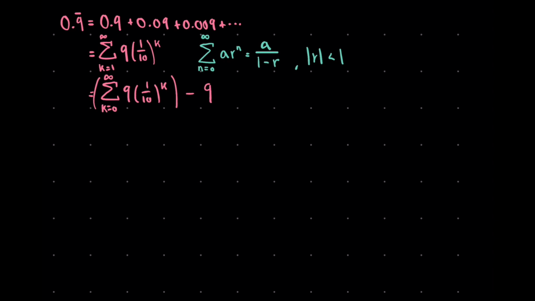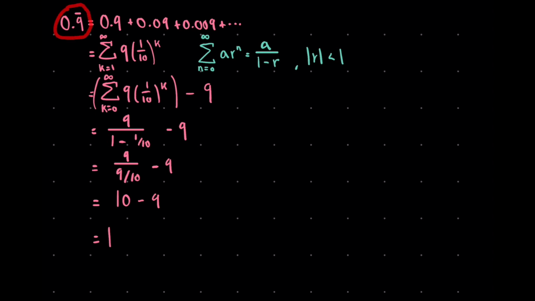Now, all that we have to do is to input the formula, and we get that this is equal to 9, which is a, over 1 minus 1 over 10, and all minus 9. Doing some reducing, we get that this is 9 over 9 over 10, minus 9. This is equal to 10 minus 9 because the 9's cancel out. And finally, this is equal to 1. And we see we started with 0.9999... and ended with 1. So therefore, we can conclude that 0.9999... does in fact equal 1.